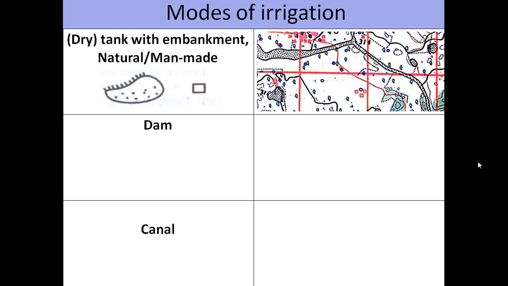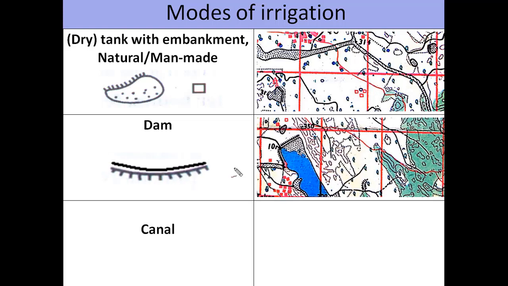A dry tank with embankment. As you can see, a dry tank with lots of black dots inside and a small black line has been drawn. These black lines on the dry tank represent a small check dam, or we call it an embankment. These two tanks, 1 and 2, have been marked with an embankment. Farmers construct this check dam across a slope to stop the water during monsoon.